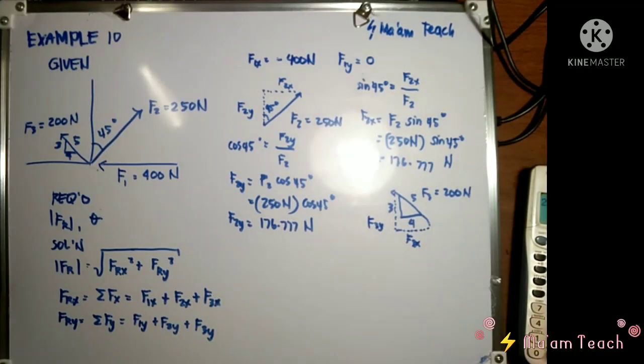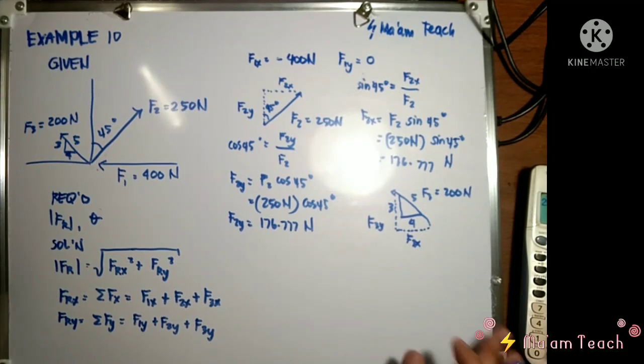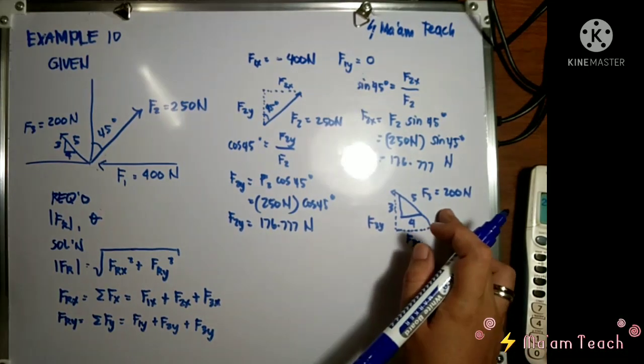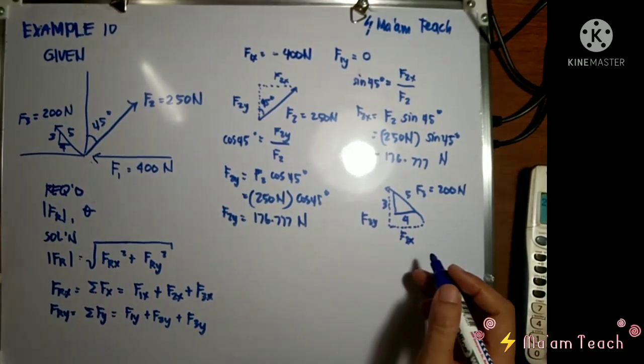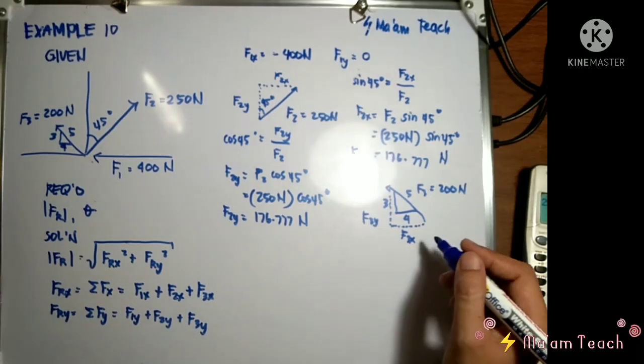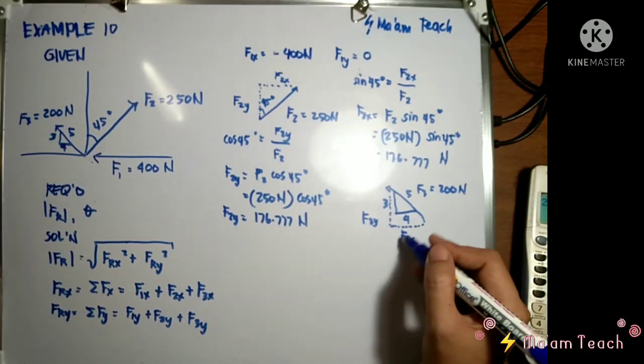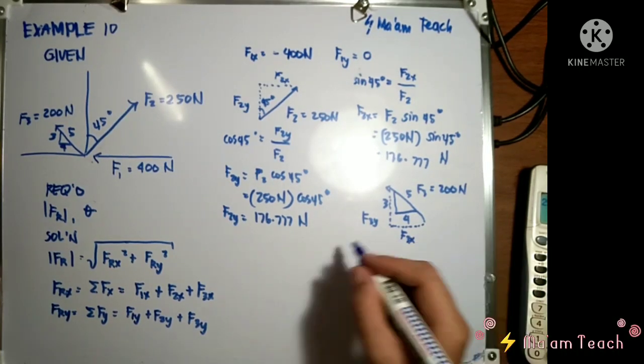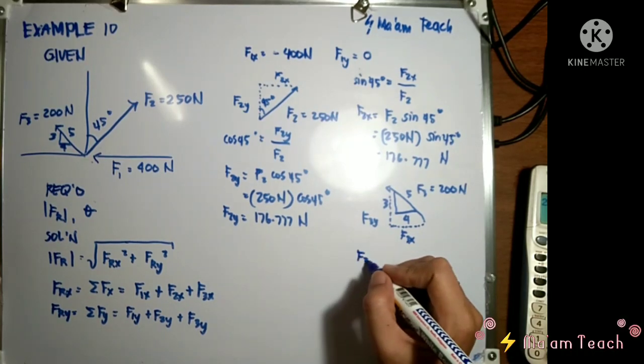So using your similar triangle, okay, can you see it clearly? This is F3x and F3. Okay, so using your similar triangle, since our target is this F3x, let us write this F3x.